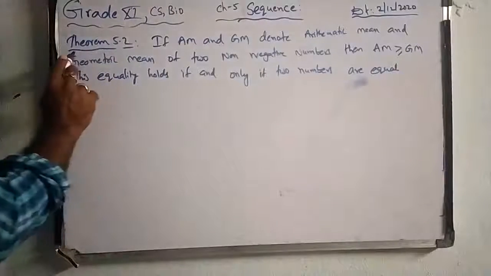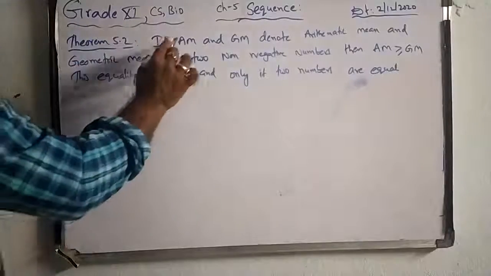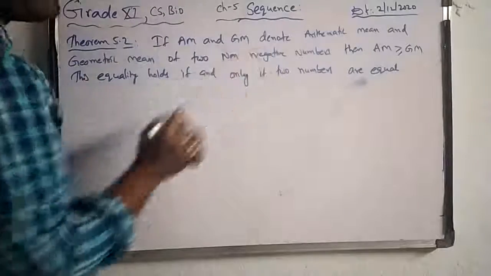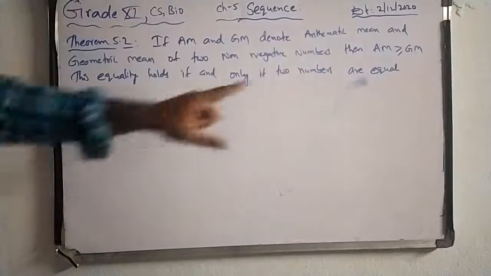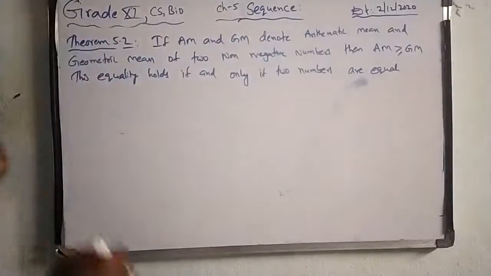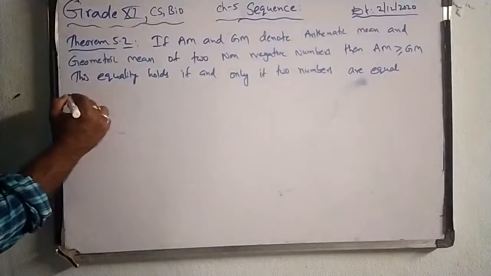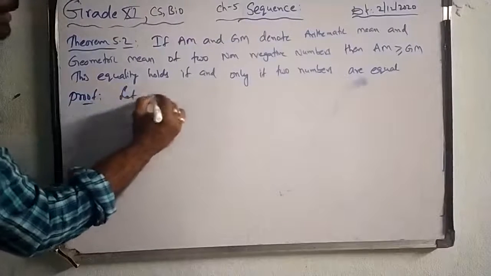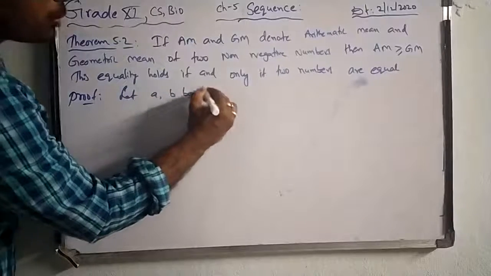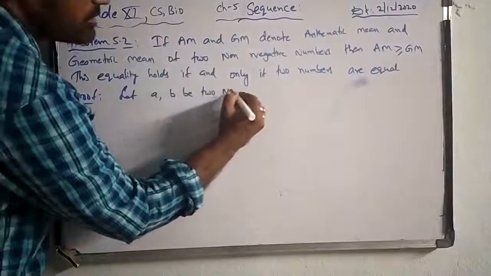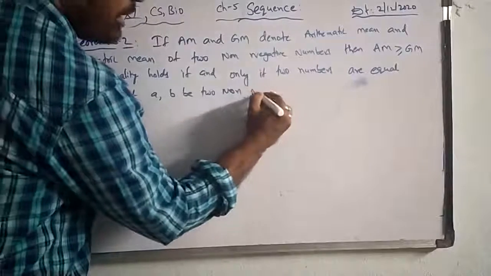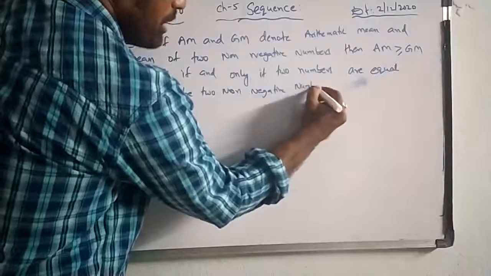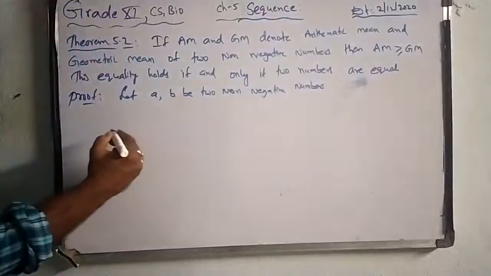Okay. Next, let us talk about theorem 5.2. If AM is the arithmetic mean and GM is the geometric mean of two non-negative numbers, then we need to prove that the arithmetic mean is always greater than or equal to the geometric mean. So let us start the proof. Let a, b be two non-negative numbers. So we are assuming that our numbers are non-negative.